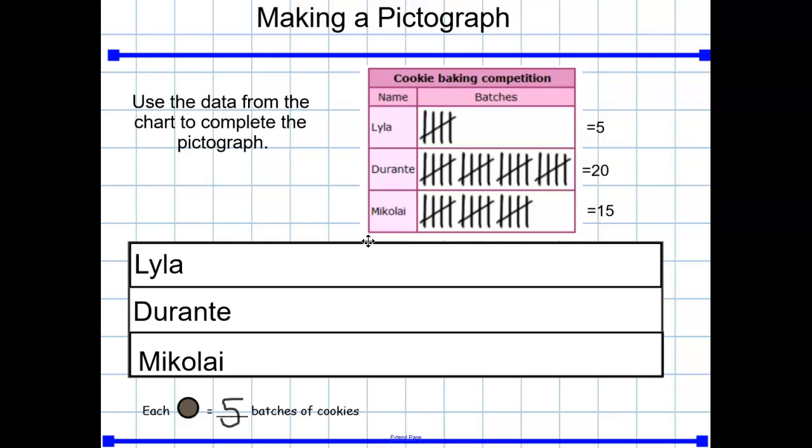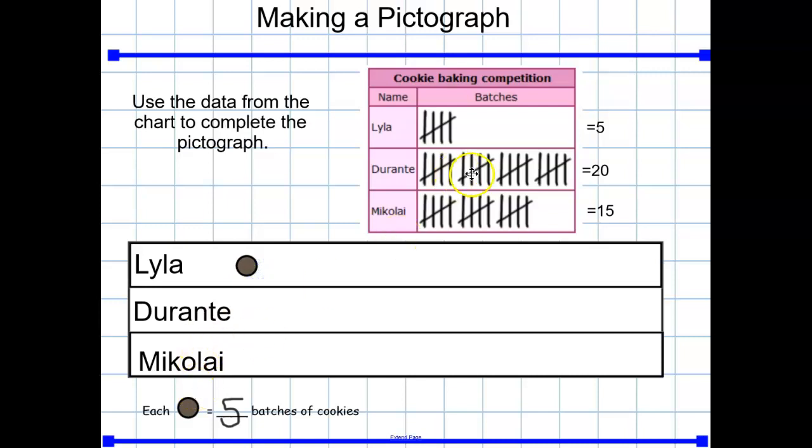Lila made 5 batches of cookies. Well, that's very helpful because each symbol is worth 5 perfectly. So I would only have to add 1 symbol for Miss Lila because she made 5 batches of cookies, and 1 circle represents 5 batches. So it matches the data set. Perfect. I'm going to scooch it over so we can compare really easily.